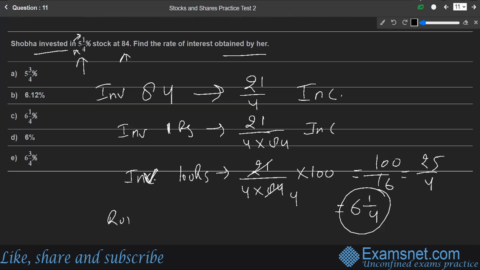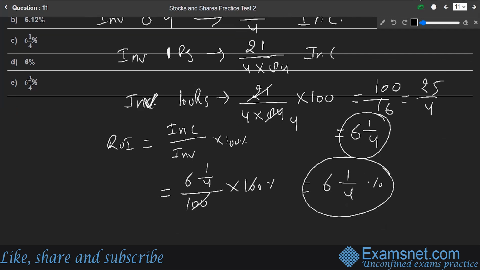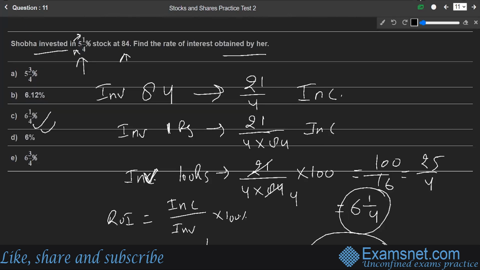So rate of interest is what? Rate of interest is always the income divided by the investment into 100%. How much is the income? It is simply 6 1 by 4 divided by investment, 100 rupees, into 100%. Again 100 and 100 get cut, we get the value as 6 1 by 4%. So that is the actual rate of interest, 6 1 by 4%. Let's see if it is available. It is available in option number C. So it becomes clearly the right answer.